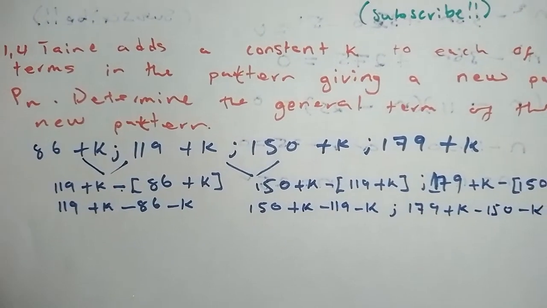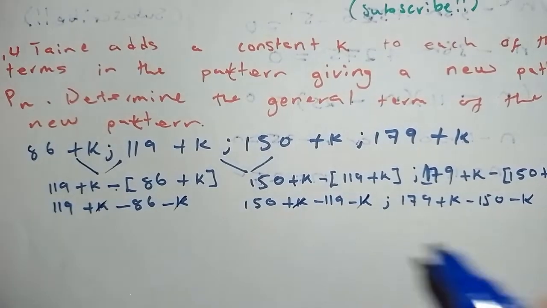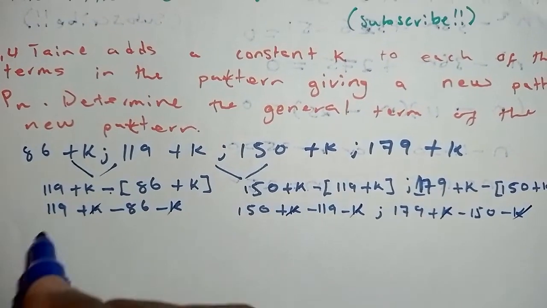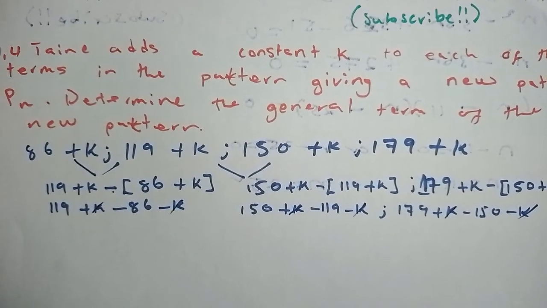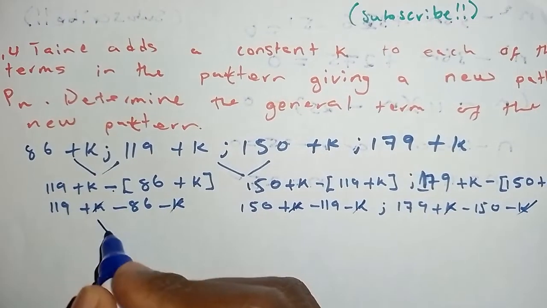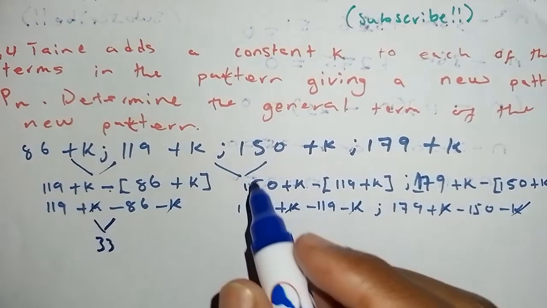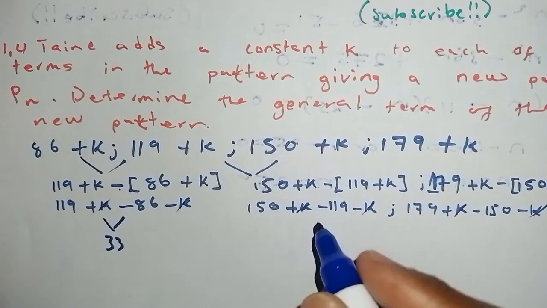If you can see, k and k is 0. Then what is 119 subtract 86? I believe we did that in the previous. We got 33. This is 33. And then this is 150 subtract 119. This is 31.